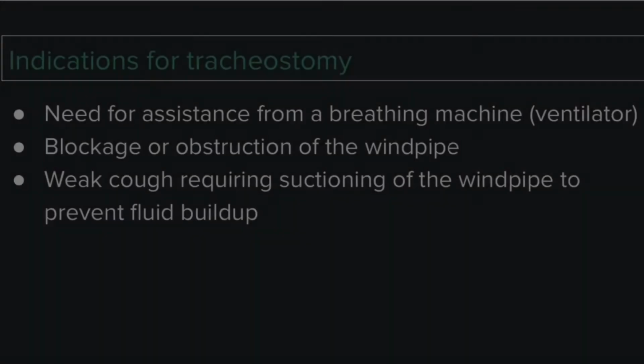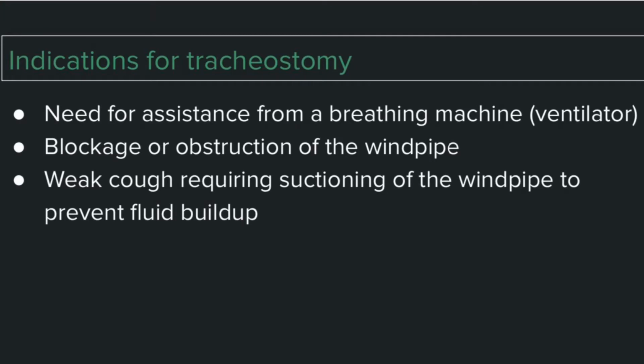Common reasons to have a tracheostomy tube are poorly functioning lungs or breathing muscles requiring assistance of a breathing machine, blockage or obstruction of the windpipe higher up, and weak cough requiring suctioning through the windpipe to prevent buildup of fluid in the lungs.